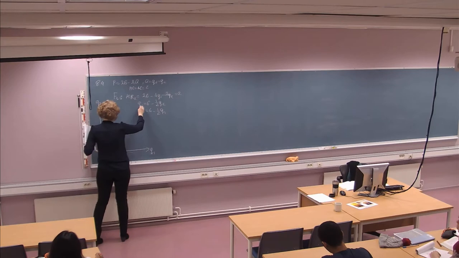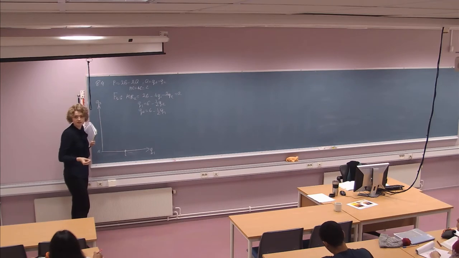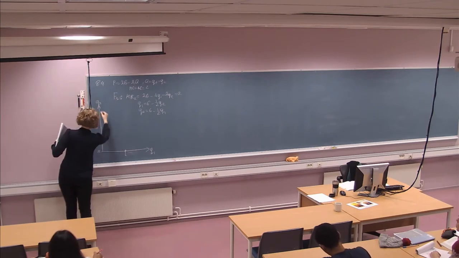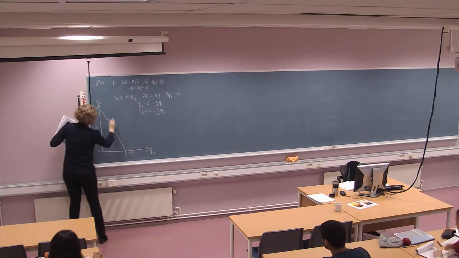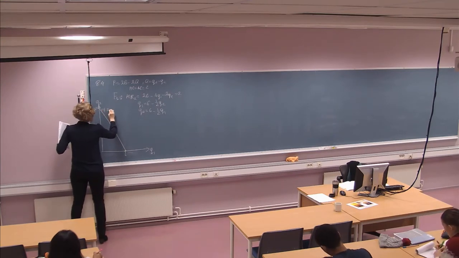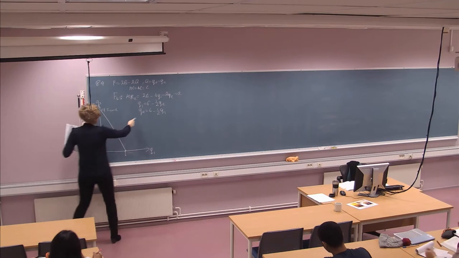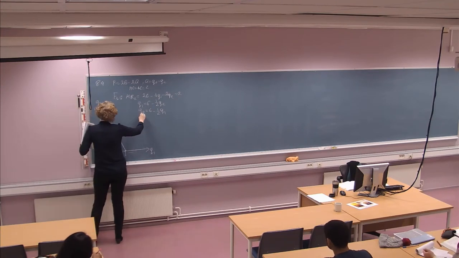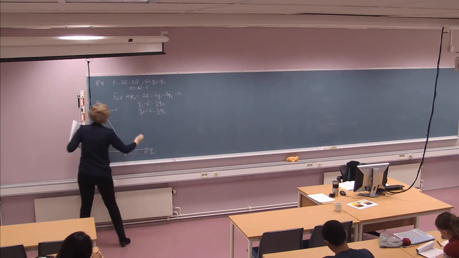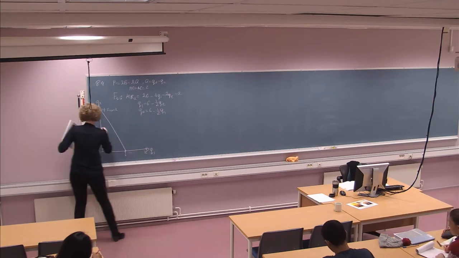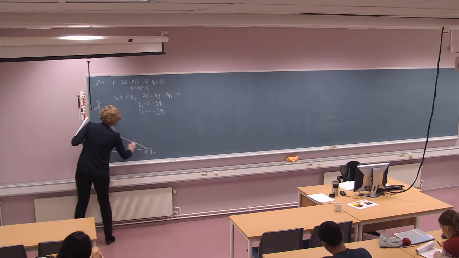What if Q1 is equal to 0? Then Q2 is equal to 12, right? So this is, say, 6, and this is 12. So this is my second point. Connect the two, and this is the reaction function of firm 1. If I do just the same for the second one: what if Q2 is equal to 0, then Q1 is equal to 12. If Q1 is equal to 0, Q2 is equal to 6. We connect these two, and this is the firm 2 reaction curve.